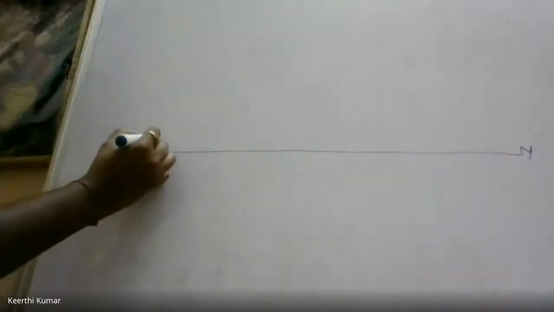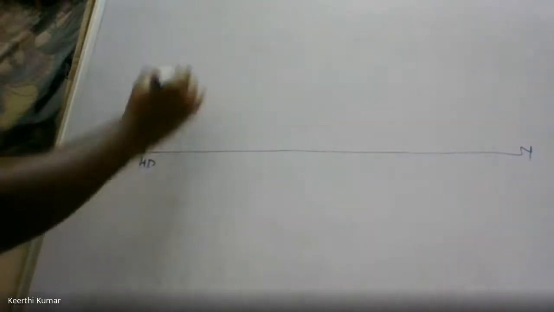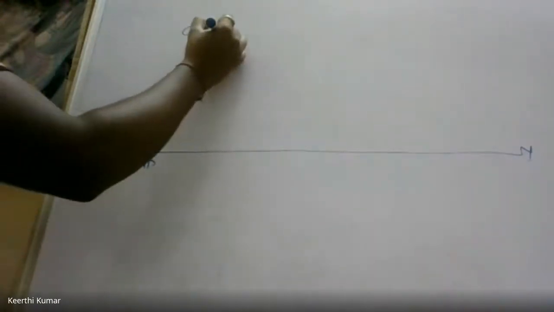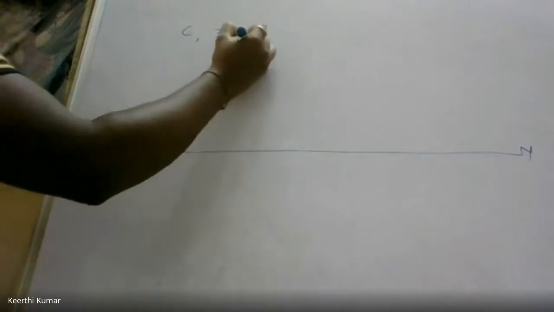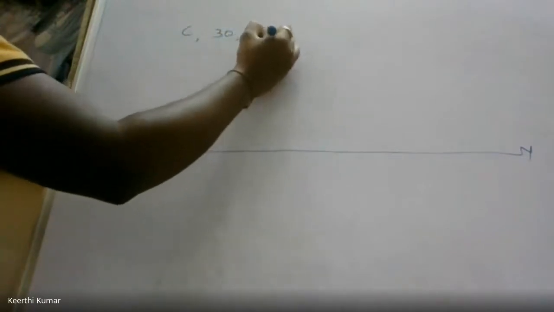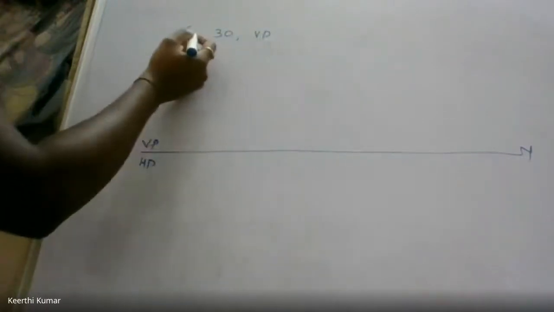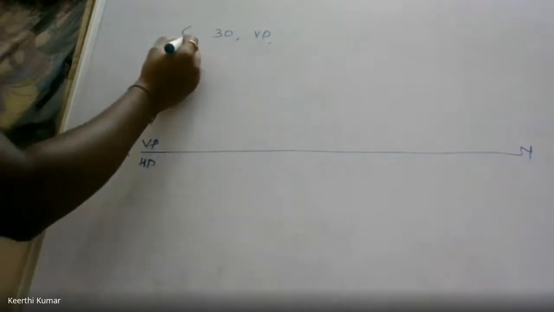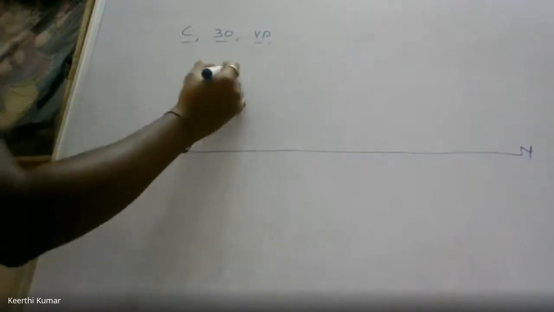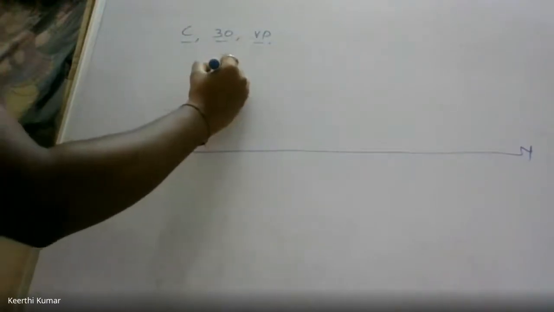Y, X, VP, HP. So he has given a circular lamina, 30 mm diameter, resting on VP. Now we don't need to know whether it is corner or edges. Only this is enough: circular lamina 30 and VP. So draw a circular lamina of 30 mm.